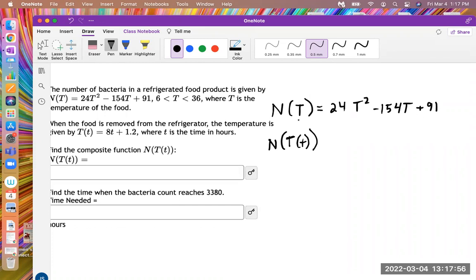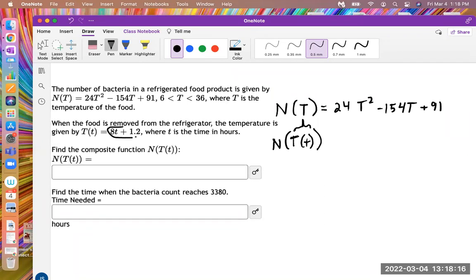So see how they have replaced this T with a whole expression, T of t. We need to replace, everywhere we see the T in the function, with what T of t is. It is 8t plus 1.2.